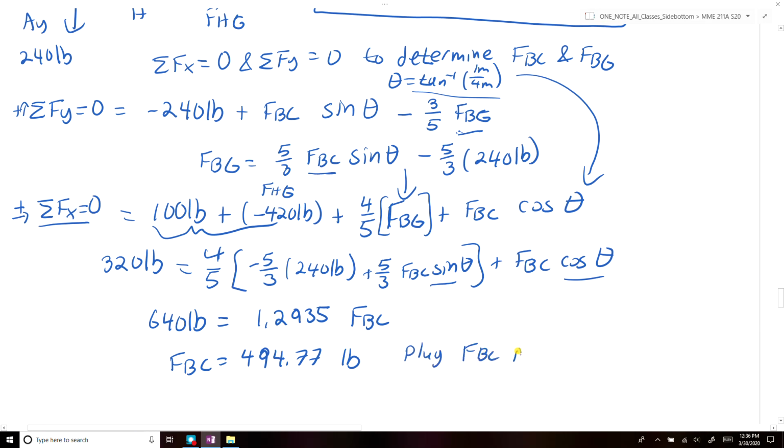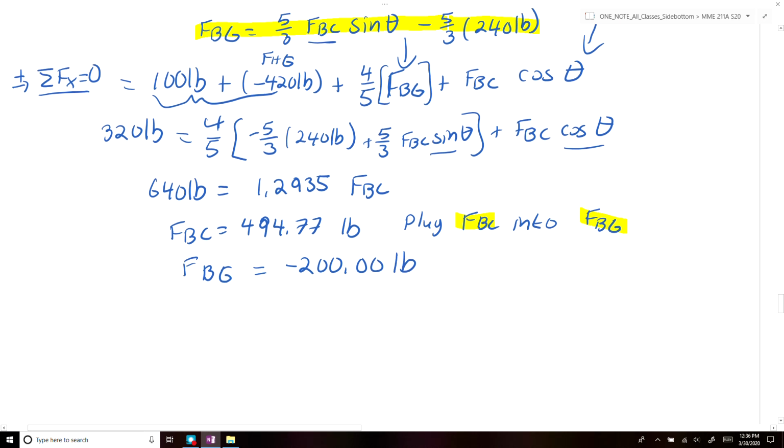All right, you could plug F_BC into the equation for F_BG, which I'll highlight in yellow here. So you plug that in. If you did that, what you end up getting for F_BG is minus 200.00 pounds. And then in summary, we were able to solve for our three forces: F_HG, F_BC, and F_BG.